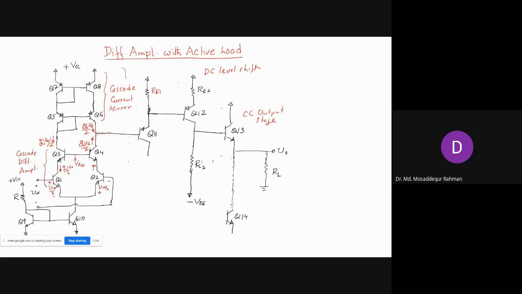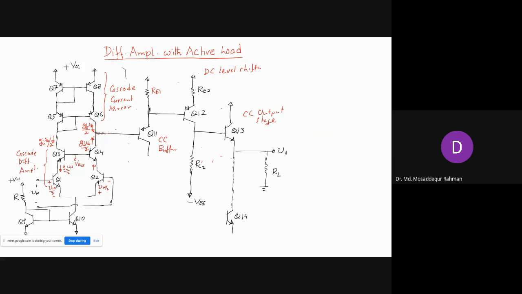First of all, what will be the configuration here? Then common collector with emitter resistance. This is common collector, because the input is coming to the base and you are taking the output from the emitter. So this is not a gain stage, rather this is just a buffer stage. And why are we using this buffer here?